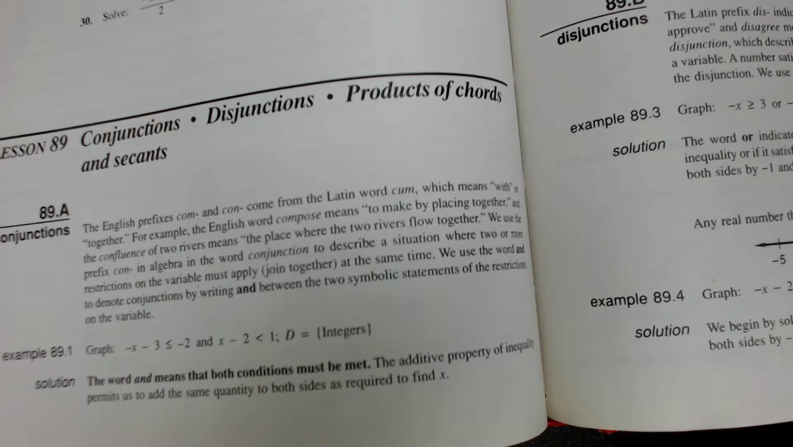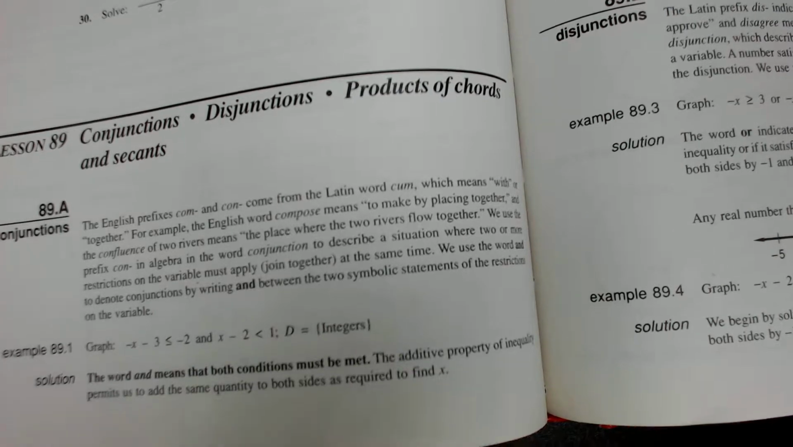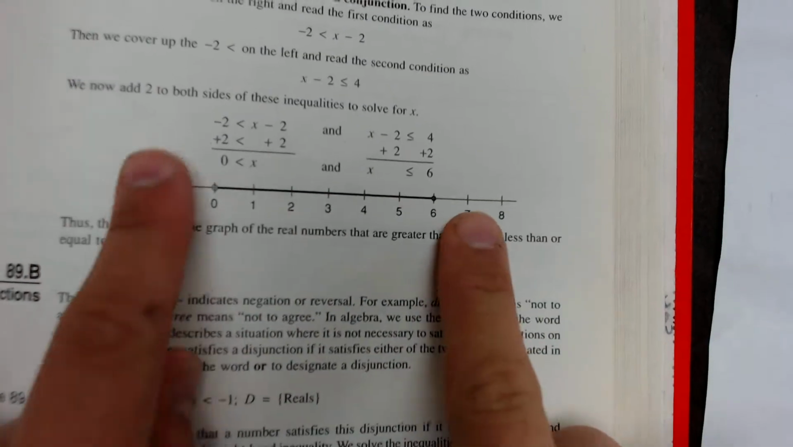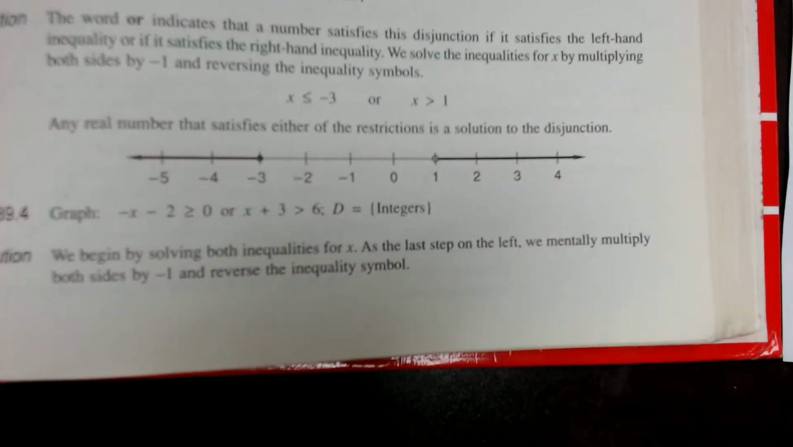Algebra 2, Lesson 89, Conjunctions, Disjunctions, Products of Chords, and Secants. So we'll do a quick overview of this, and then we're just going to go straight to the practice problems. But conjunctions and disjunctions are graphing inequalities that are either connected, i.e. conjunctions, 2 points that are connected in the middle, or disjunctions, which are 2 points that go in opposite directions.